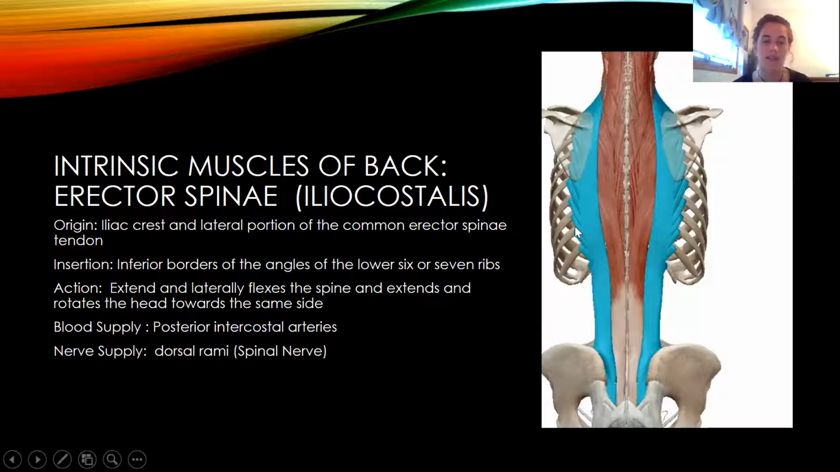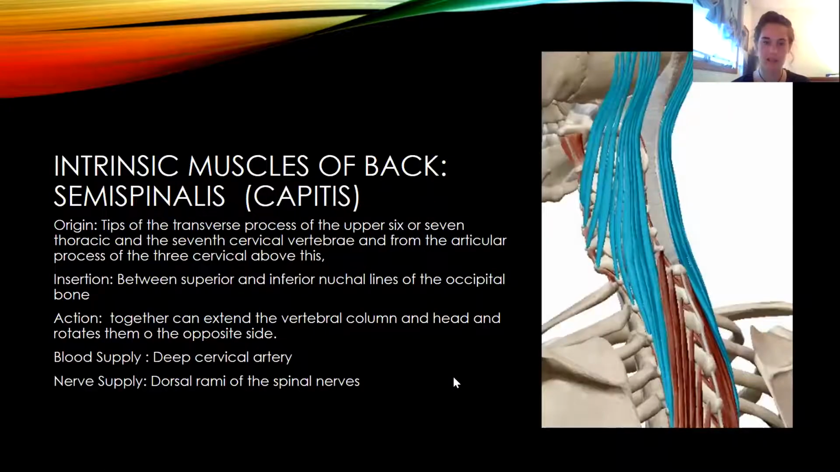The action is that it extends and laterally flexes the spine and extends and rotates the head towards the same side. The blood supply is the posterior intercostal arteries. Nerve supply is the dorsal rami, which is the spinal nerve as well.